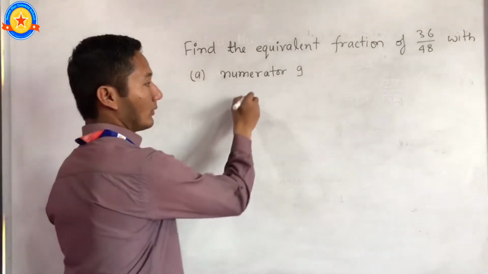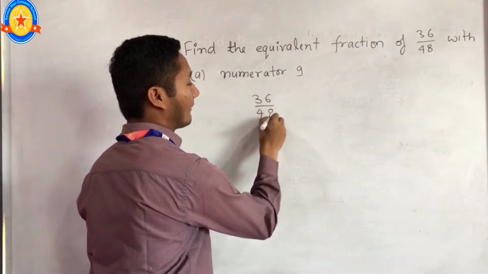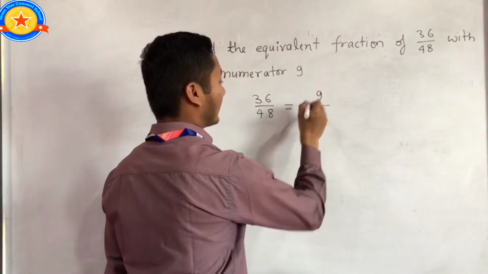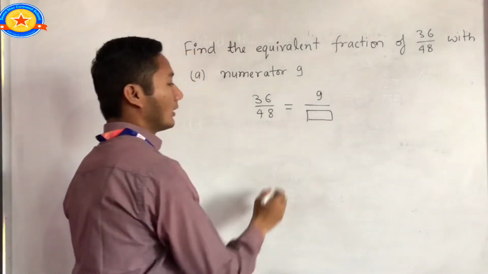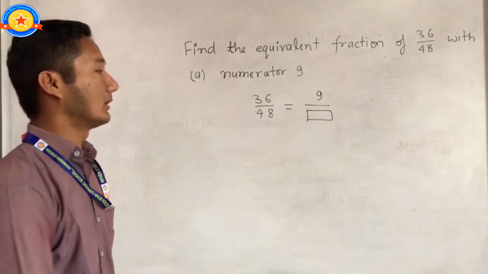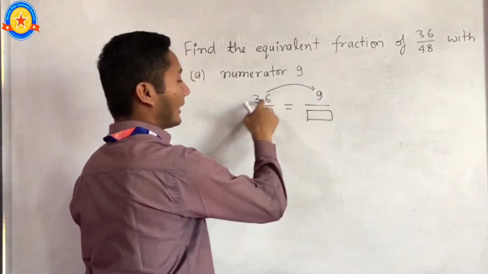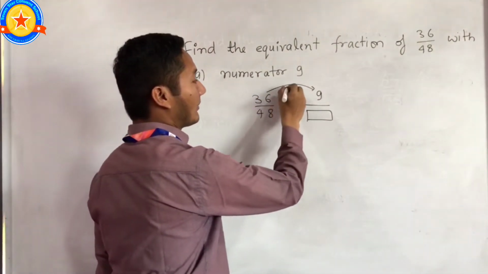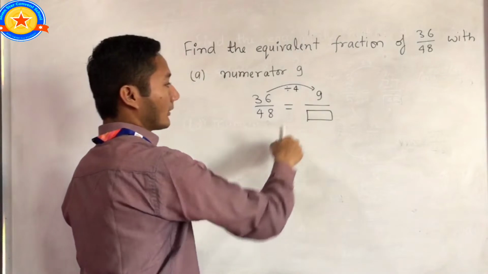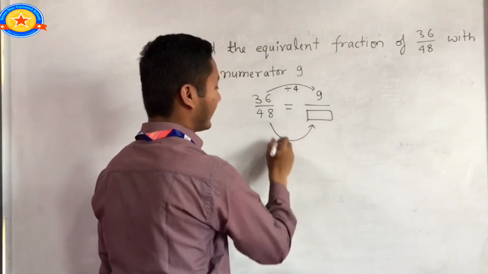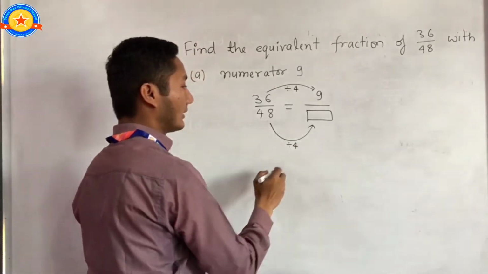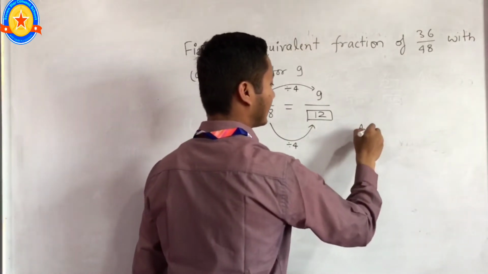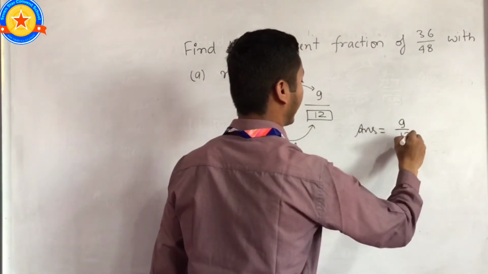That means students, now we have the fraction 36 by 48 and we have to make another fraction whose numerator is 9. Numerator is 9. In this case the denominator is missing. You need to just find out what the denominator is. You have to multiply or divide a number to make this number. From 36, divided by 4, we get 9. Now we divide 48 by 4, then we get 12. That means our answer is 9 by 12.